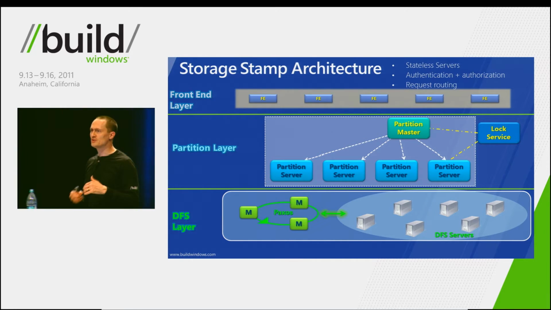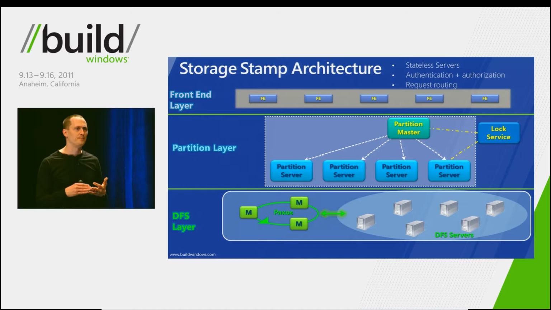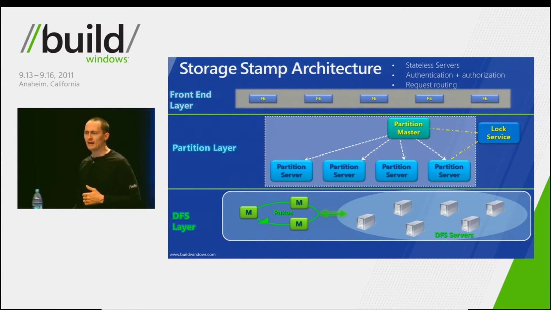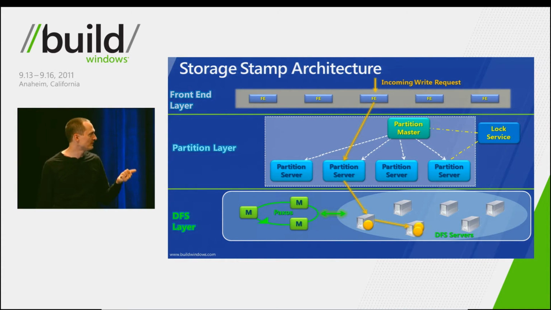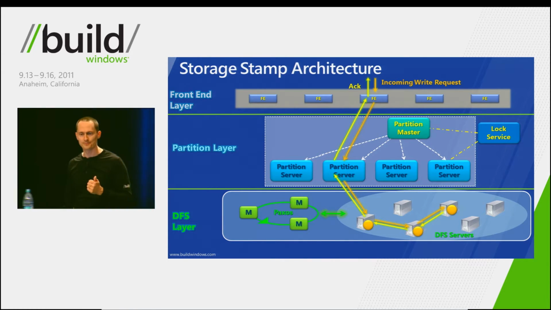Then the front-end layer, this is just a set of stateless servers. And it's in charge of several things like authentication and authorization of requests. It also deals with things like logging, QoS, throttling. And it also does request routing. So you can have a request that comes in, a write request. It knows what partition server to route this request to via what we call a partition map. And I'll get into that in a few slides. It gets routed to the correct partition server serving those objects. The partition server then makes it durable in the DFS layer, and then the result gets sent back out.